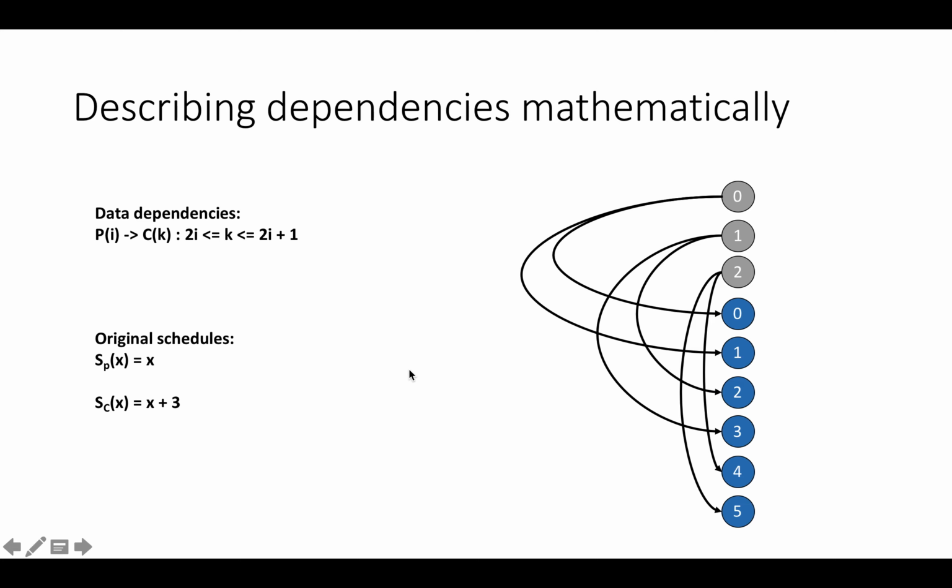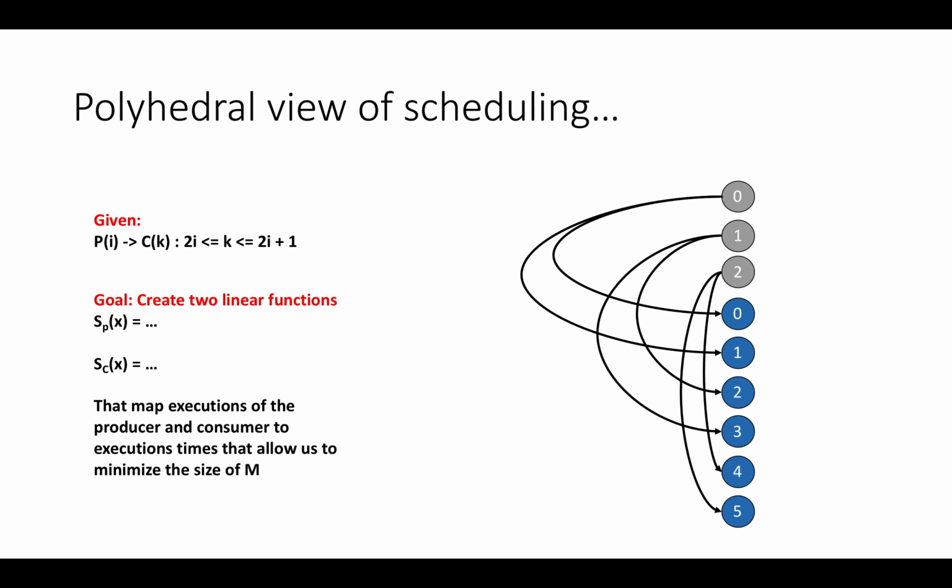So we start with this mathematical description of the dependencies. And the goal is to create 2 new functions which respect our original dependencies, but that do some computation in a different order, which gets reads closer to writes. So we basically want to create 2 new scheduling functions to map executions of the producer and consumer to execution times, that minimize the size of memory.